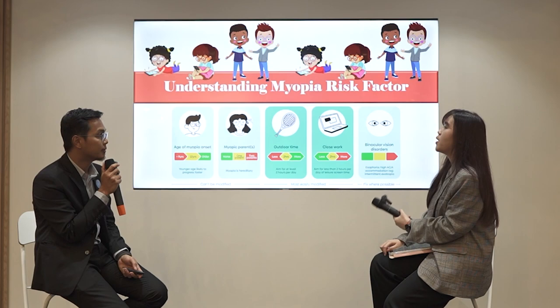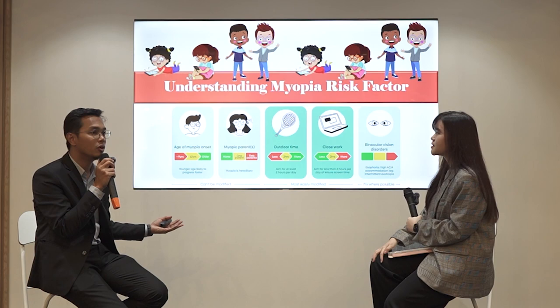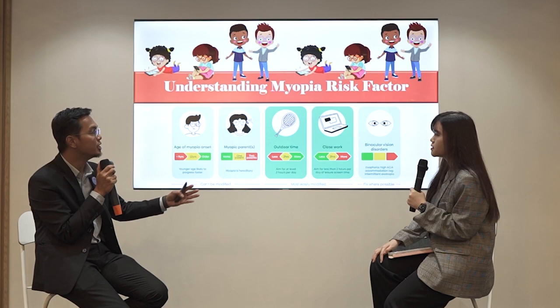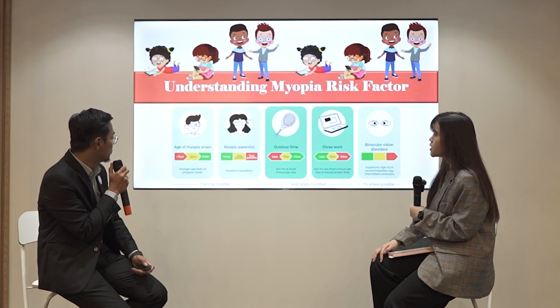If you have two kids, for example, one kid gets myopia at the age of 12 or 16, and another kid has myopia at the age of 9. The one who has myopia earlier will progress faster compared to the one who has it at 16 years old. So why does that happen?